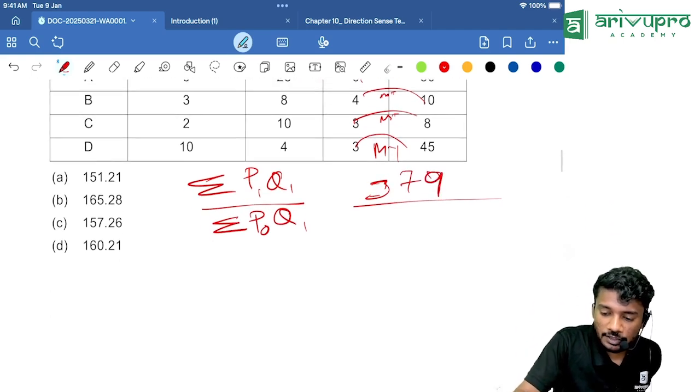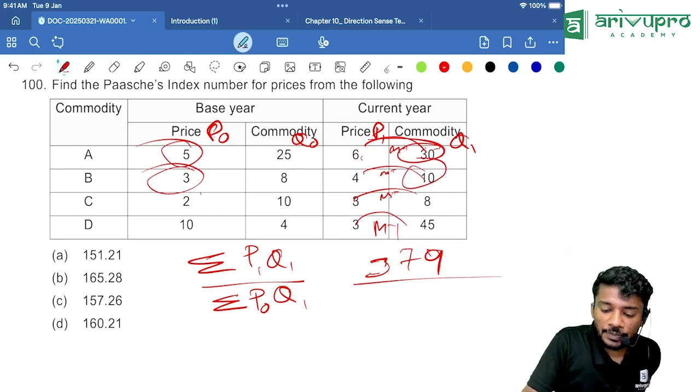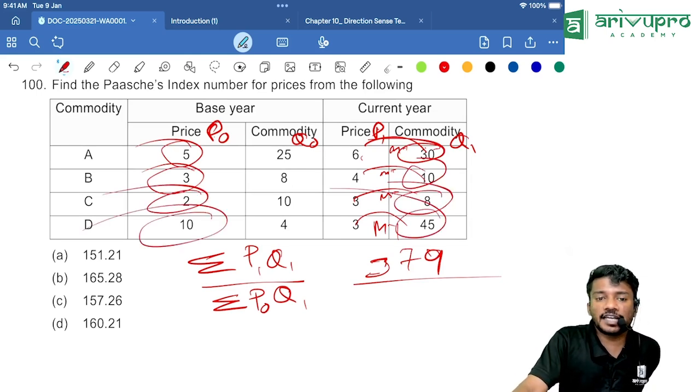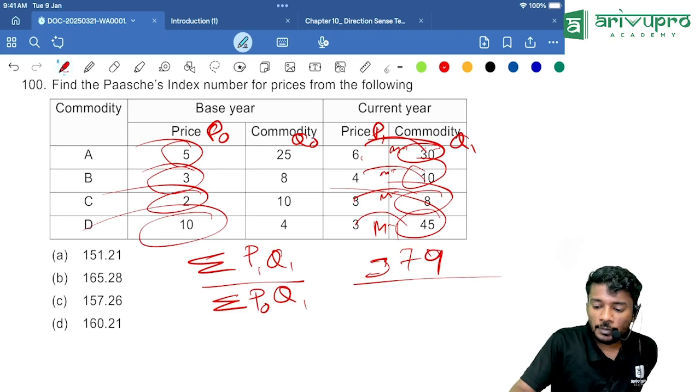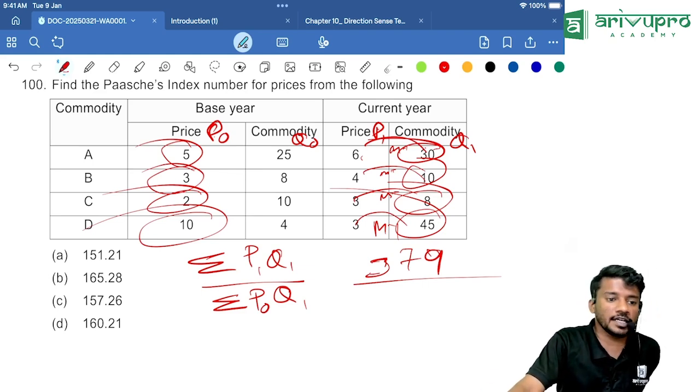379, yes. Then the denominator, how will you find it? P0 Q1, that is 5 into 30, M plus 3 into 10, M plus 2 into 8, M plus 10 into 45, M plus. Finally click MRC. How much did you get? 654? Then divide equal to multiply. How much is the answer? 379 divided by 646.